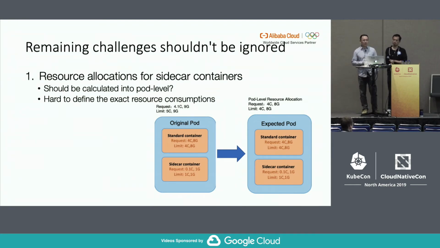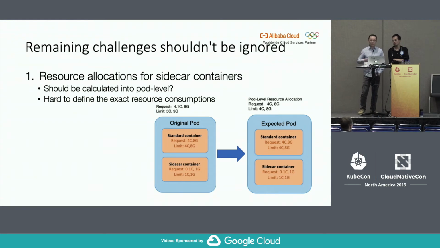We have a regional pod, which has two containers. One is the standard or normal container. The other is the sidecar container. Actually, the sidecar containers consume very little CPU and memory, but the total resource of the pod is calculated, right? In most cases, sidecar containers only consume very few resources compared to other containers. So should we really calculate the sidecar container resources at the pod level?